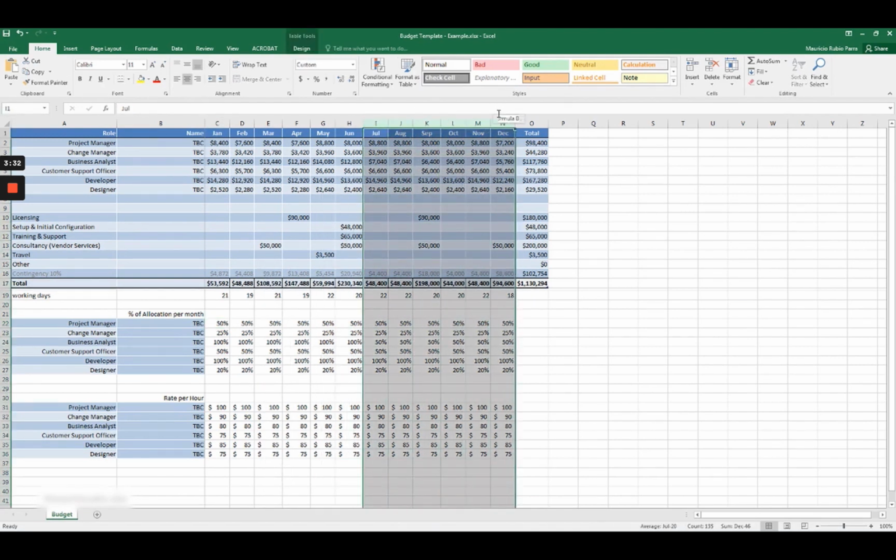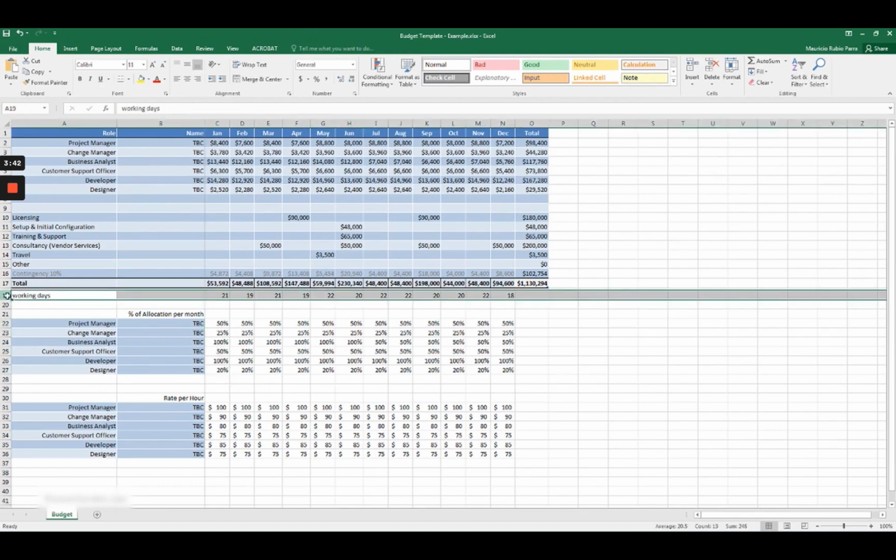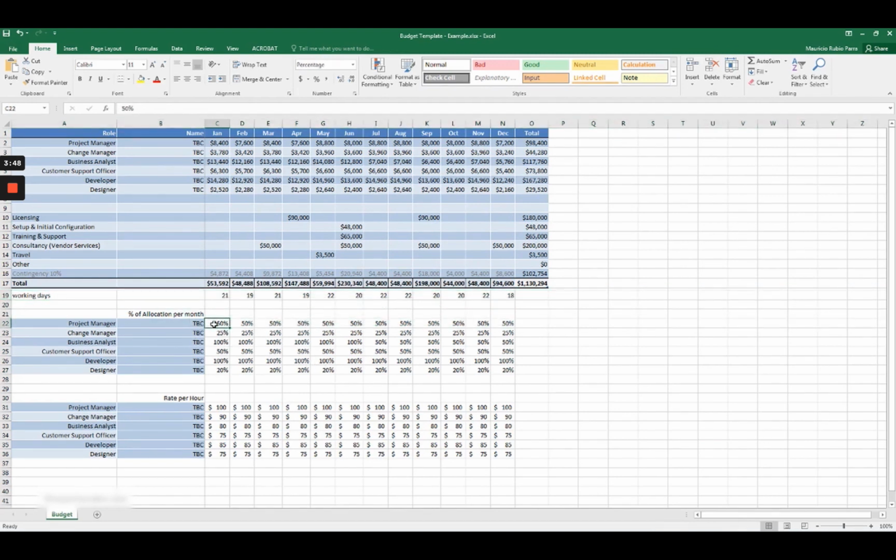But let's assume this project has these 6 people working on the project. They're allocated to the project this percentage each month. And these are the working days per year. Okay. And like I said before, it doesn't mean that you have to leave everyone. For example, if I'm projecting or estimating that the project manager is going to work 50%, it doesn't mean he needs to be 50% throughout the whole project.